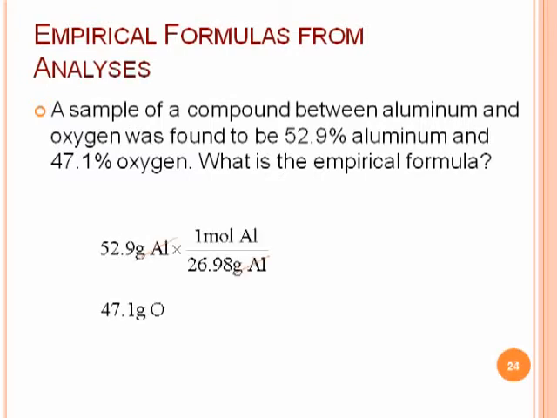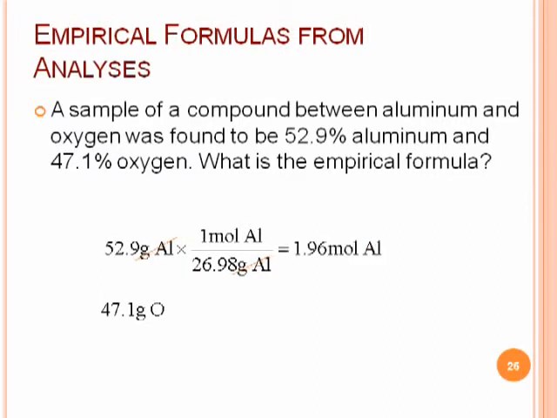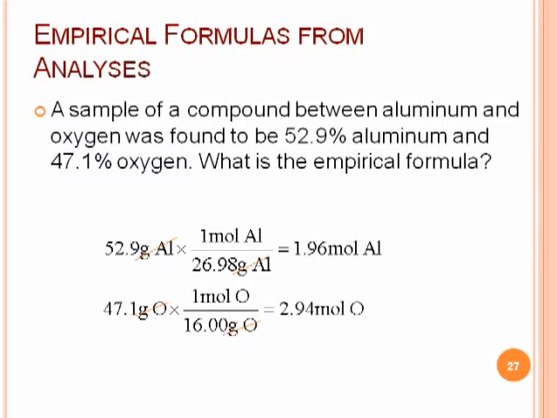Divide through by 26.98, the molar mass of aluminum, and I get 1.96 moles of aluminum. Take the 47.1 grams of oxygen, divide through by 16 grams per mole, and we get 2.94 moles of oxygen. There's an approximately 2 to 3 proportion there, but let's go ahead and divide it out.